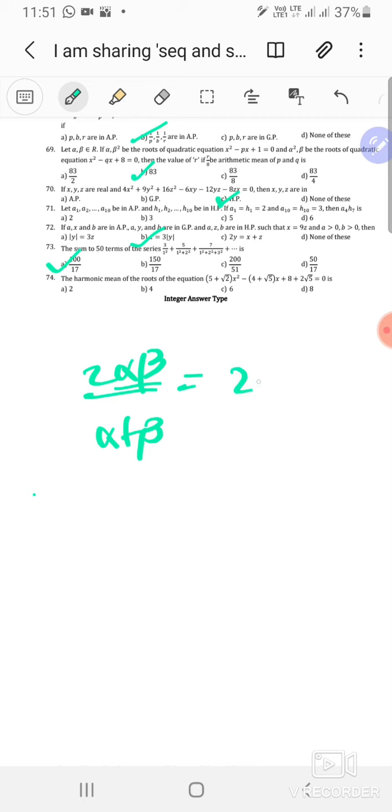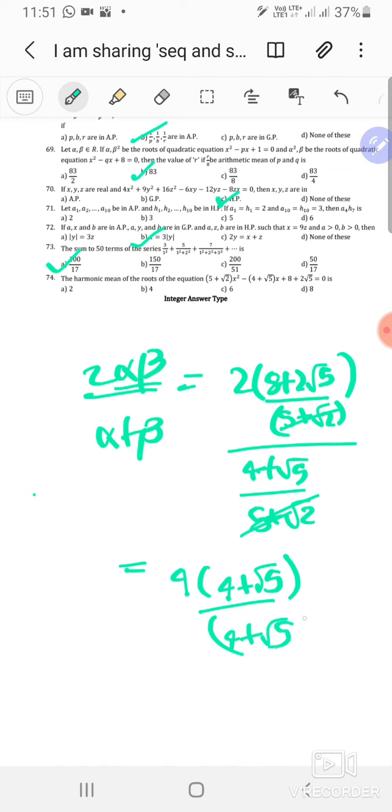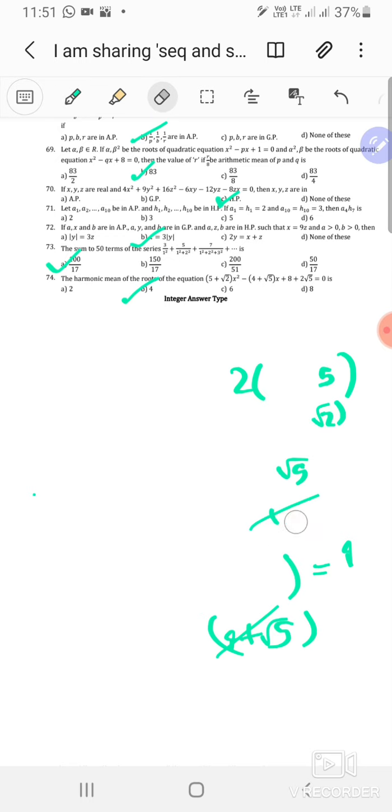It is (8 plus 2 root 5) upon (5 plus square root 2). And then alpha plus beta is just (4 plus square root 5) upon (5 plus square root 2). So in fact, this factor doesn't make any difference. So that's gone. So that has to be equal to 2 into 2 into (4 plus square root 5) upon (4 plus square root 5). So this cancels, you just get 4. That's it. That's the answer. 4 is the answer. Okay.